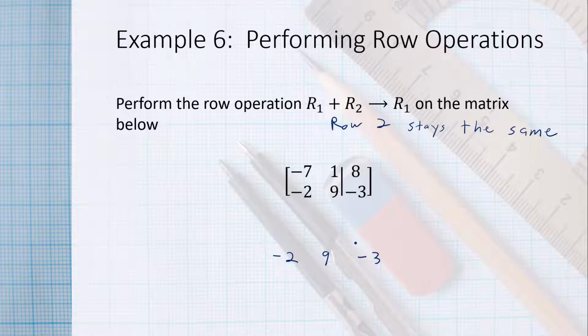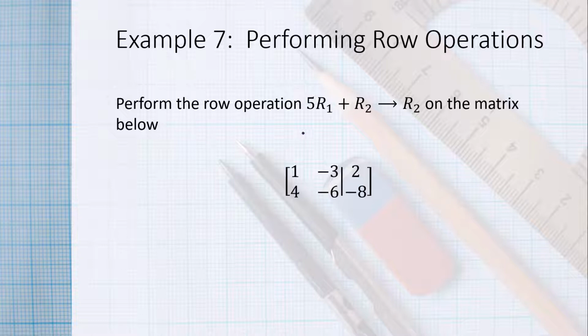Now for row 1, we are going to take row 1 plus row 2 and put that back in row 1. And we're going to do this element by element. The first element is going to be -7 minus 2, which is -9, and that will go here. Here we will have 9 plus 1, which is 10. And here we'll have 8 plus -3, which is 5. That goes there. Draw our vertical line, our brackets, and there we are.